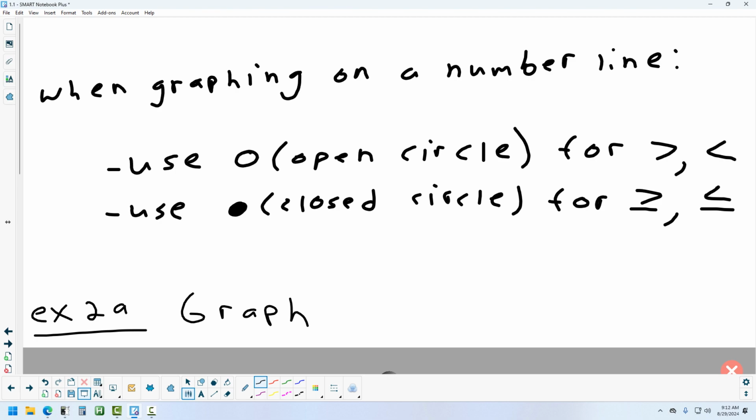Depending on whether you have a greater than or a less than, or greater than or equal to, less than or equal to, you're going to use a certain type of circle. If we have a greater than or less than, it's an open circle. Greater than or equal to, less than or equal to, closed circle. So you kind of think if you've got the little extra symbol underneath, then you have to take the extra step and fill in the circle.